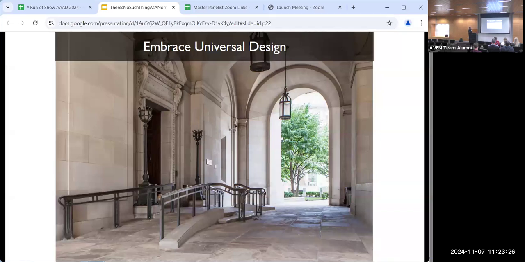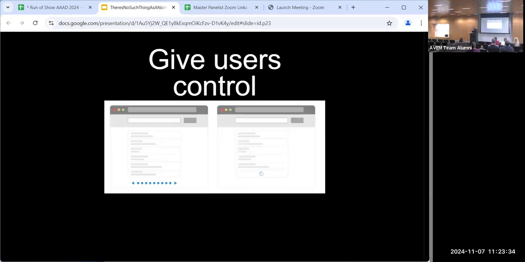Giving users control. Giving users control of their own experience is a big deal, and one that a lot of people tend to think that we're going to just stick people into a specific type of interaction that we want them to go to. You see this a lot of times when people create what are called wizards. Anybody know what a wizard is?